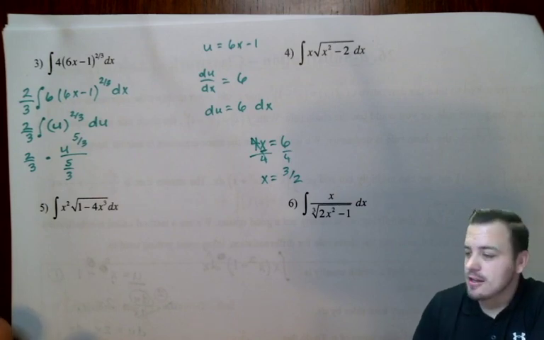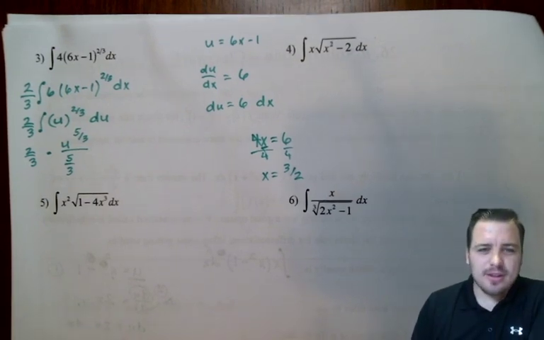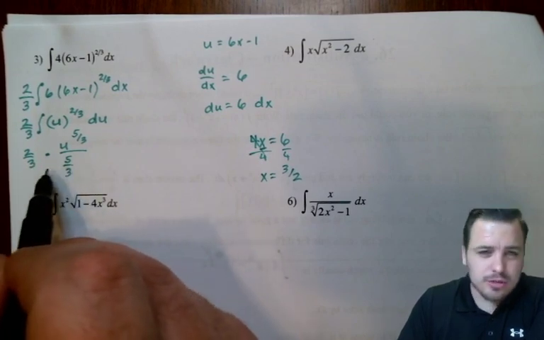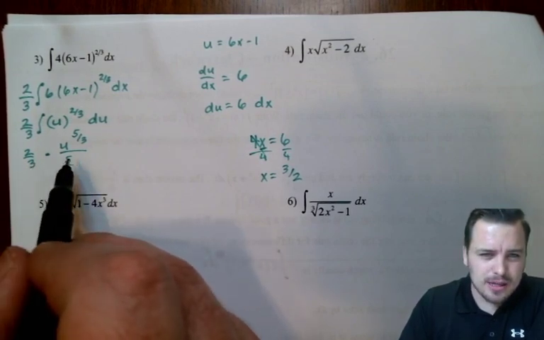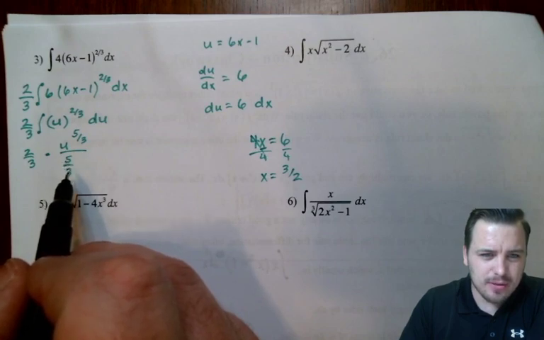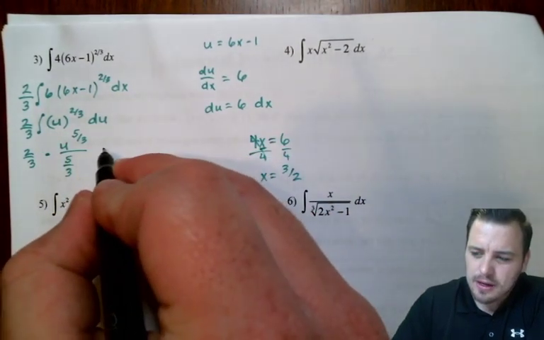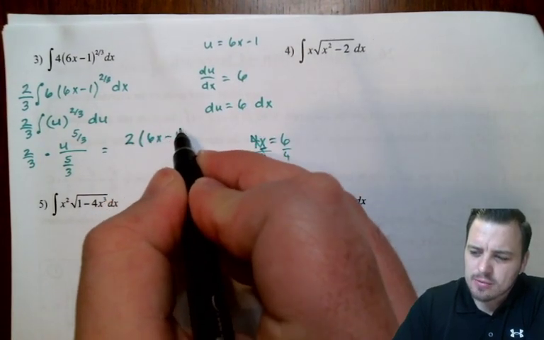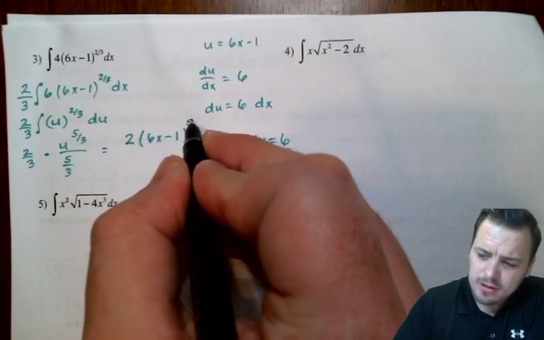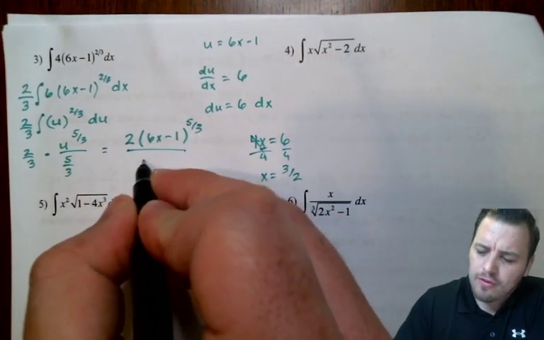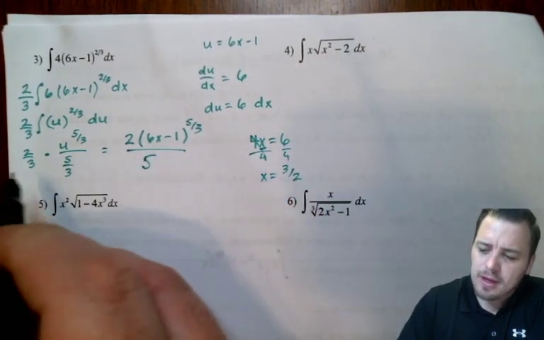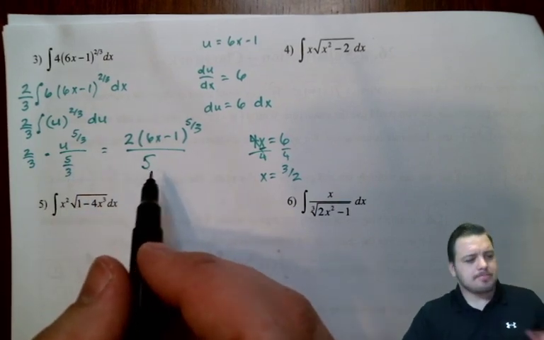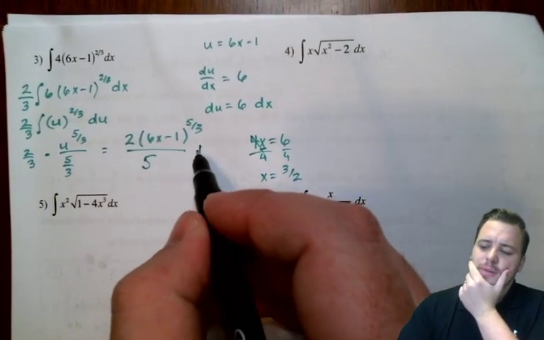Hey, easy. All right, so from there, you can think about, you just multiply fractions at the denominator. 3 times 5 is 15. 15 divided by 3 is 5. So this should be equal to 2 times u, which is 6x minus 1, to the 5/3 all over 5. Because 3 times 5 is 15, divided by 3 is 5. And then just don't forget about your plus c.